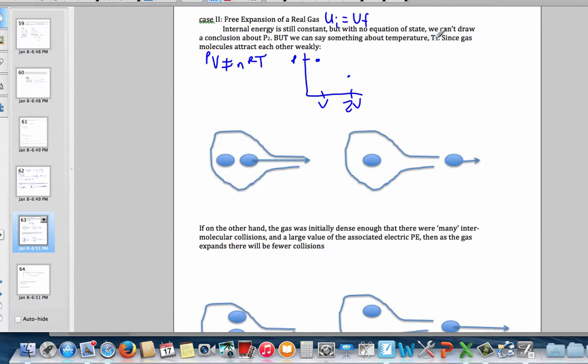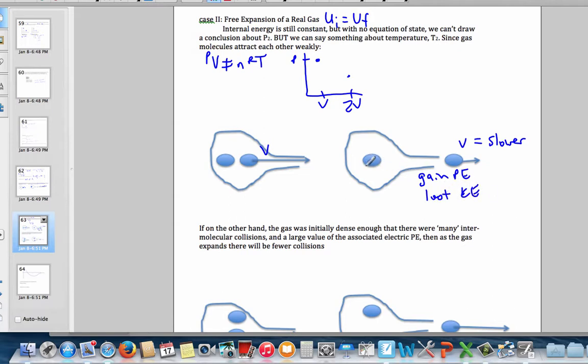We can say something about our temperature at this point, though. For the ideal gas, remember, temperature initial equals temperature final. But with real gas molecules attracting each other very weakly, because of that attraction, as they move farther apart, this is going to be slower because you have gained potential energy, and therefore lost kinetic energy.